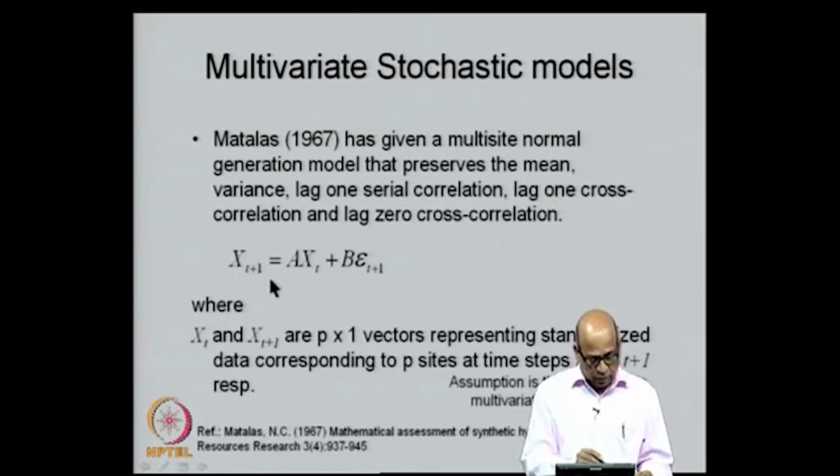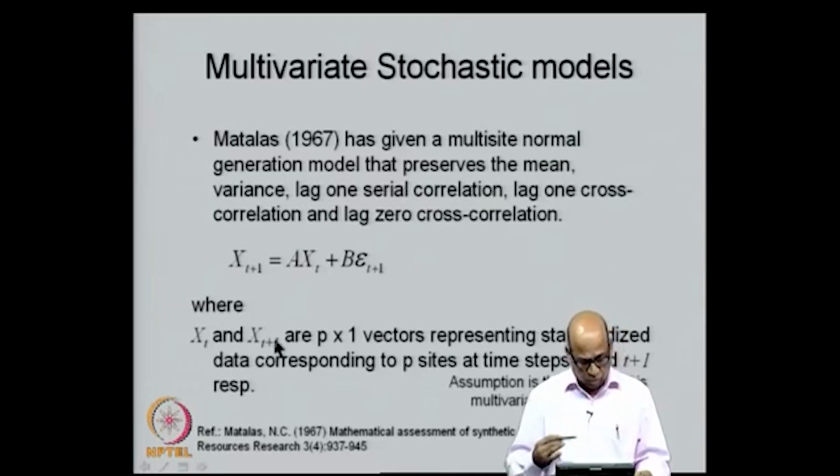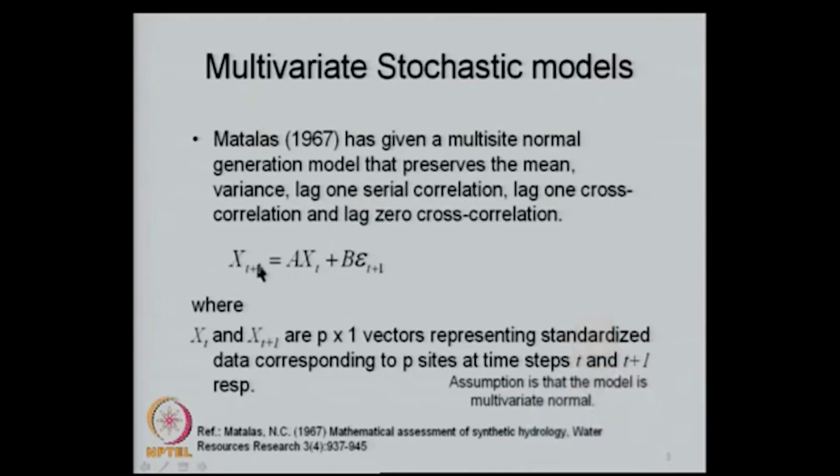Now, we write x t plus 1 is equal to A x t plus B epsilon t plus 1. Let us go through this model in detail now, although I would have introduced it in the last class. Now, x t and x t plus 1 are p by 1 vectors. Remember, p is the number of sites, representing standardized data corresponding to p sites at time steps t and t plus 1 respectively.